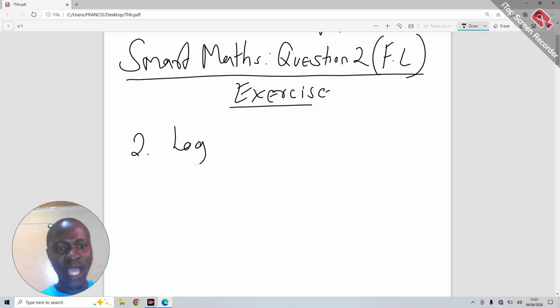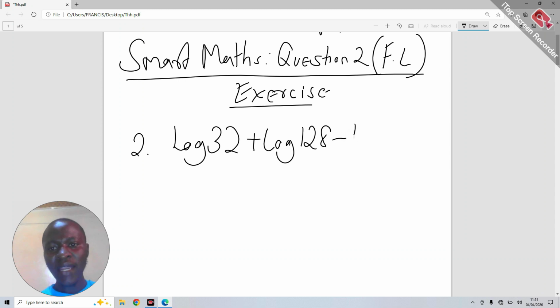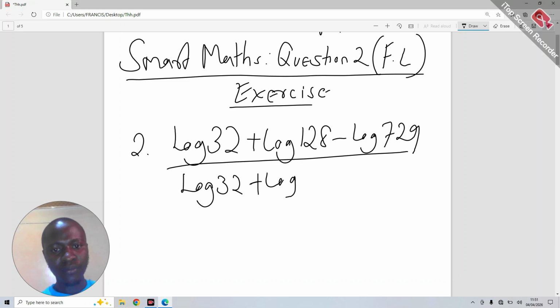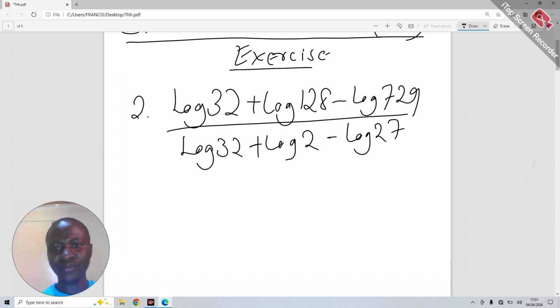And what are we given? Log 32 plus log 128 minus log 729, everything all over log 32 plus log 2 minus log 27.